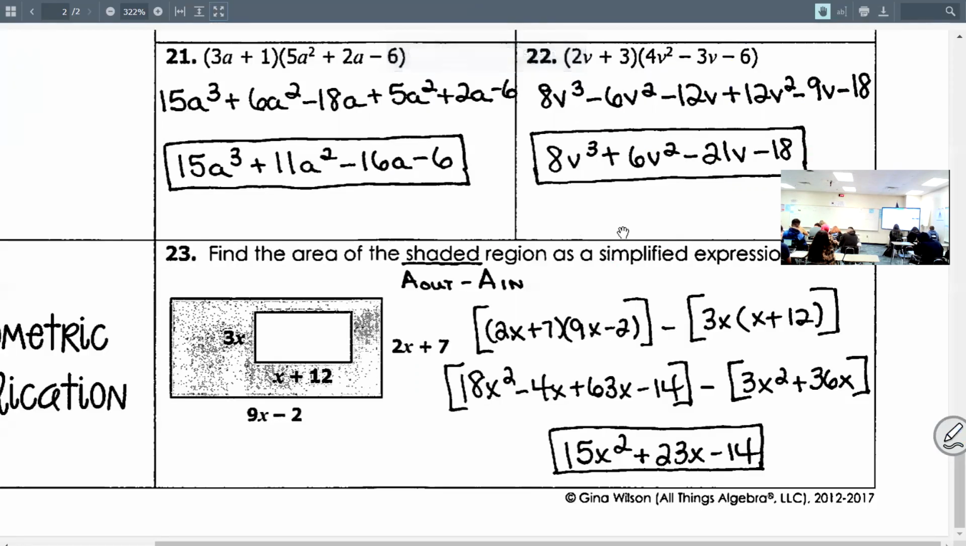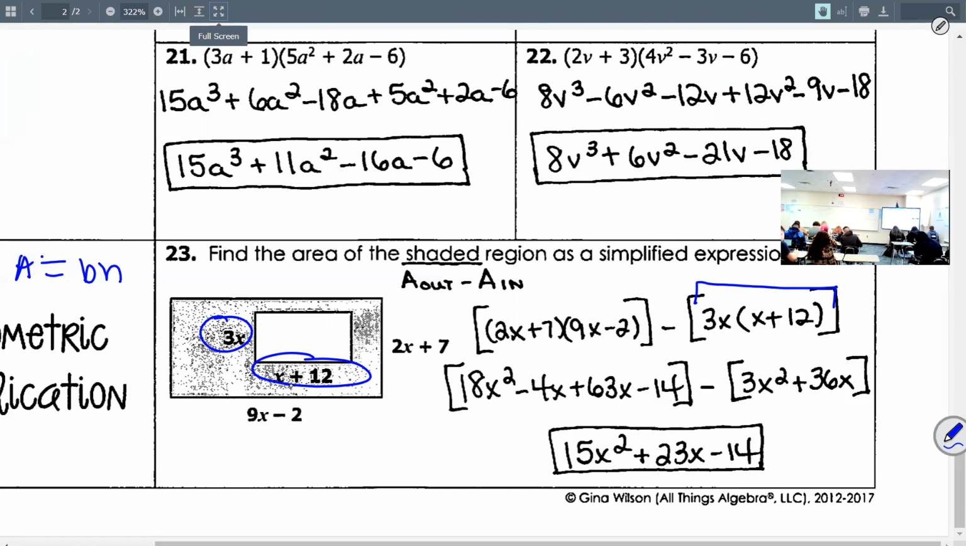So if I were to find the area of the smaller rectangle, that would be x plus 12 times 3x, because base times height, and that's what they're showing you over here. You're multiplying it by that whole term. That's why it's in parentheses.